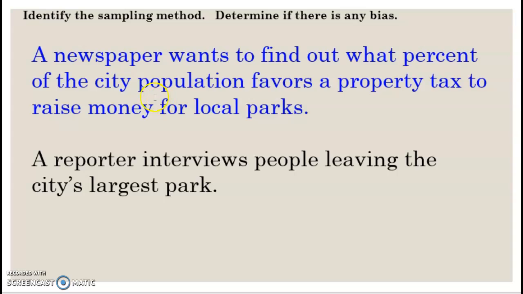The newspaper wants to find out what percent of the city population favors a property tax to raise money for local parks. In this case, the reporter interviews people leaving the city's largest park. Well, it's a convenience sample because they're convenient for the reporter. The problem is all these people are in the park already, so you know they use the park. You know they are interested in having the park. So there would definitely be a bias toward people liking the park.